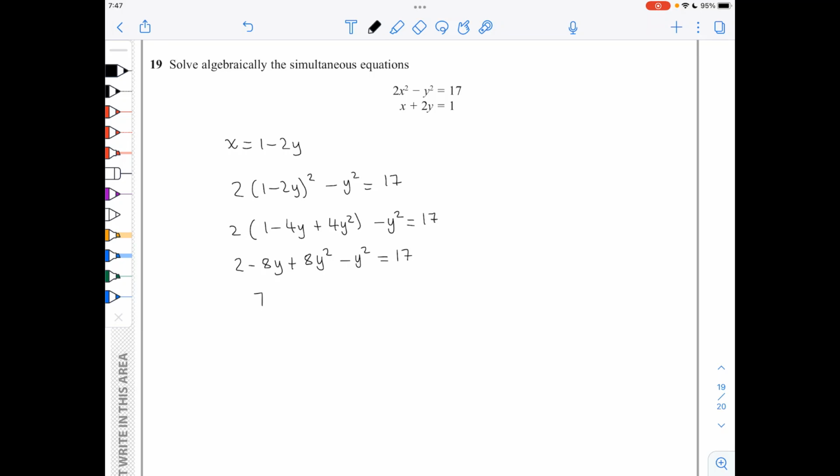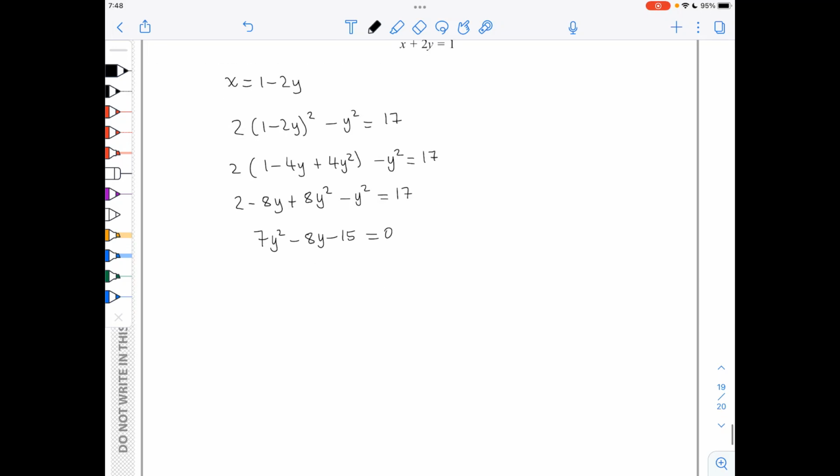So this is 7y squared minus 8y minus 15 is equal to 0. This can be solved via factorization or using the quadratic formula. It gives 7y minus 15 in one bracket and the other is y plus 1. So either 7y minus 15 is 0 or y plus 1 is 0, which means that y is 15 over 7 or y is negative 1. Do not make the mistake of stopping here. You actually need to proceed and find the corresponding values for x.